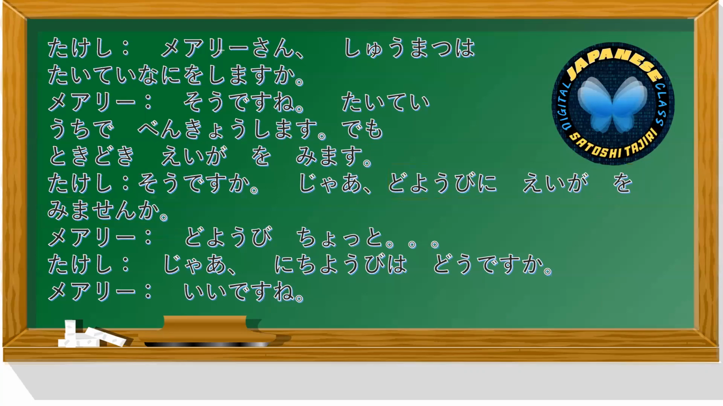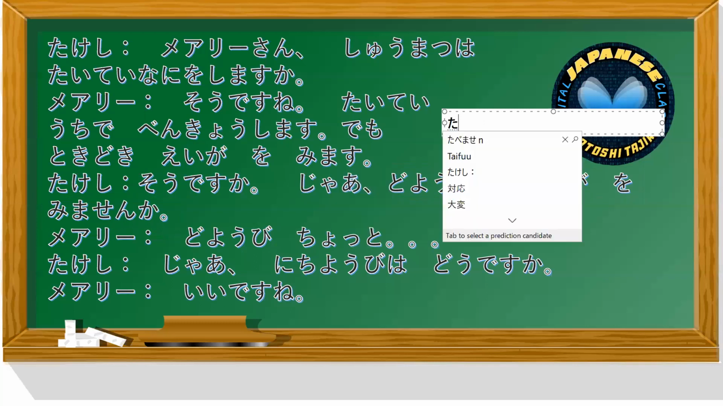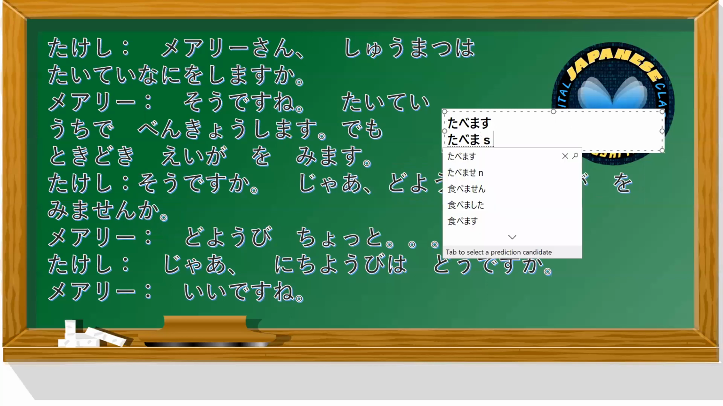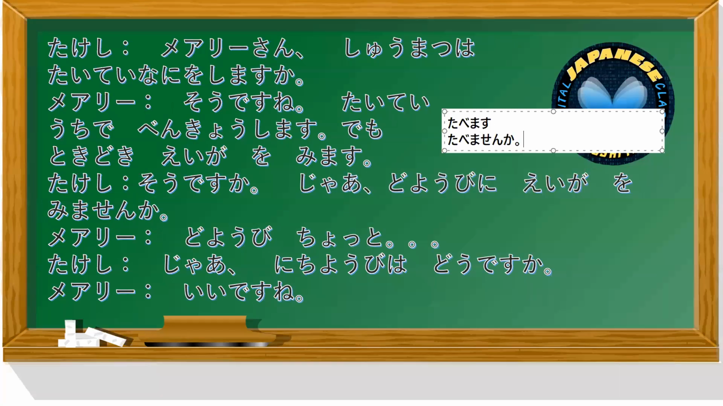So for example, we have a word in Japanese, tabemasu. But if you want to make it an invitation, tabemasen ka, it means why don't we eat together? Why don't we eat together?